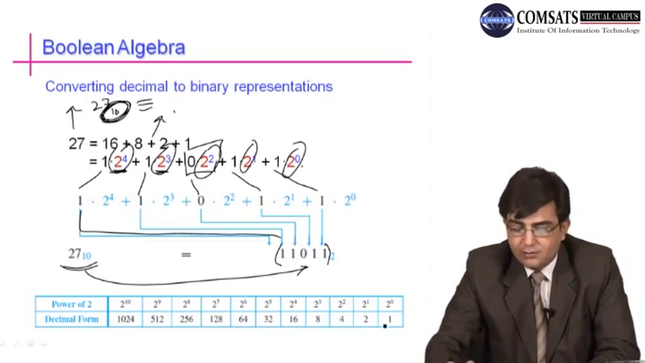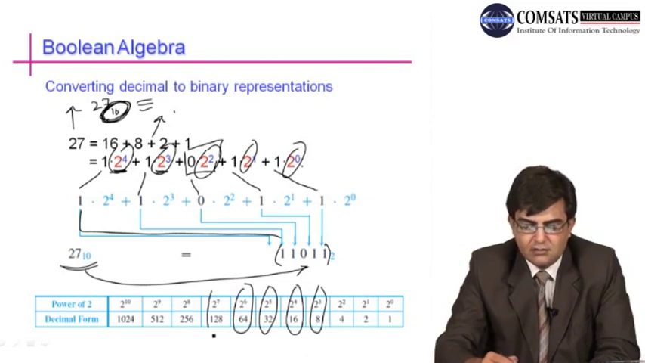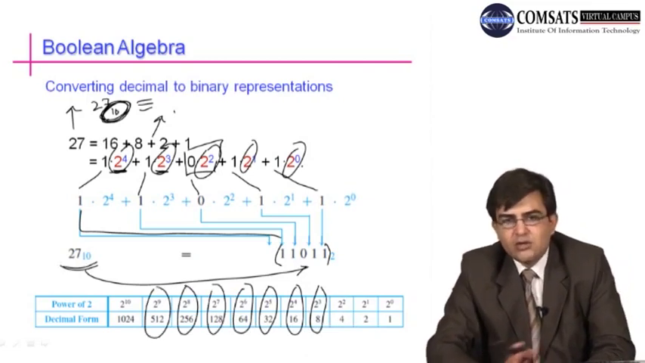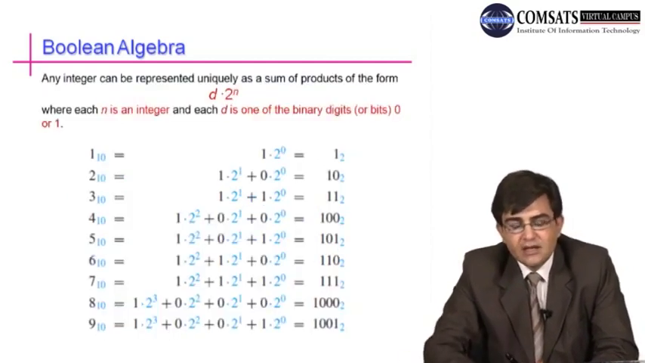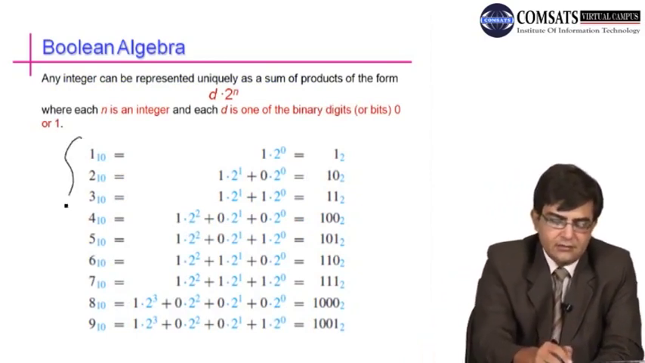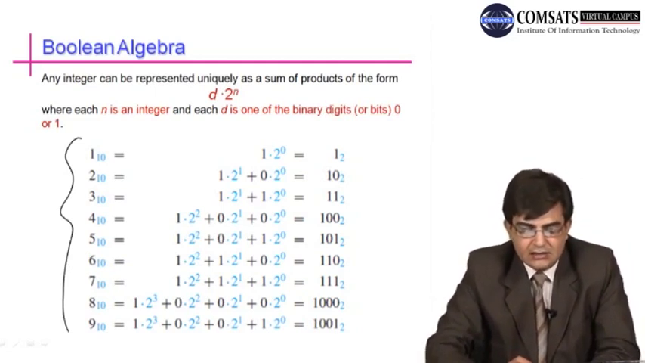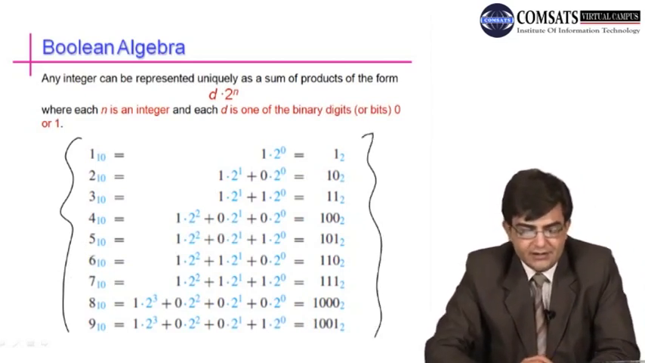Just to remind you, the powers of 2: 2 power 0 is 1, 2 power 1 is 2, 2 power 2 is 4, 2 power 3 is 8, then 16, 32, 64, 128. So we can convert any decimal number into a binary representation, and similarly, we can convert any binary number into a decimal representation. Here is the conversion of the first 9 decimal numbers into binary representation.